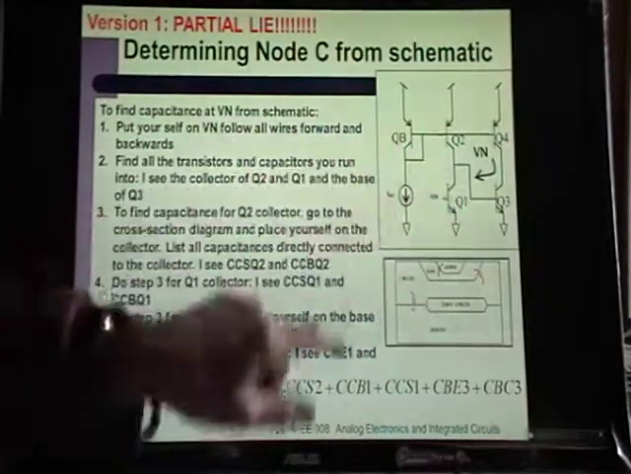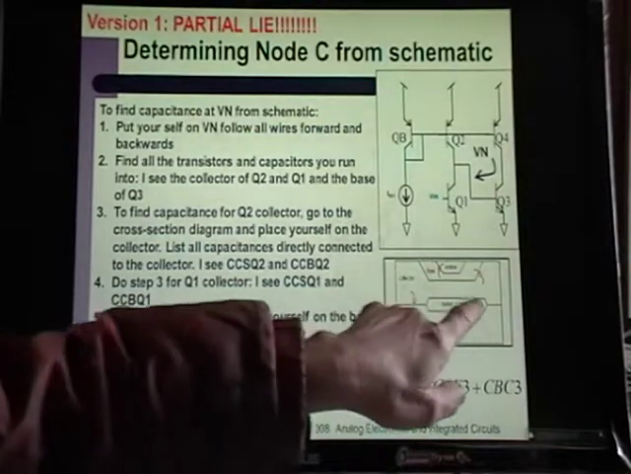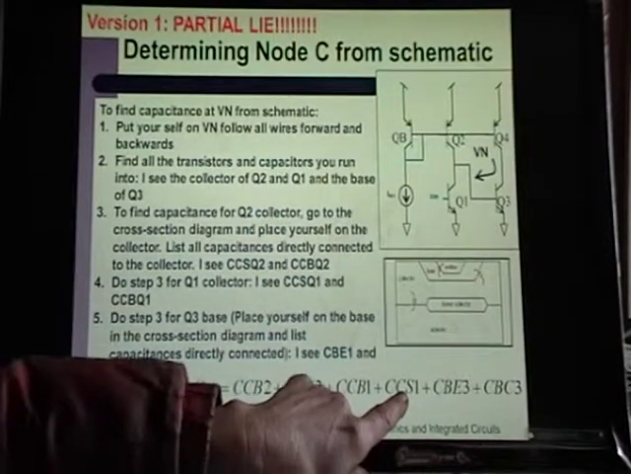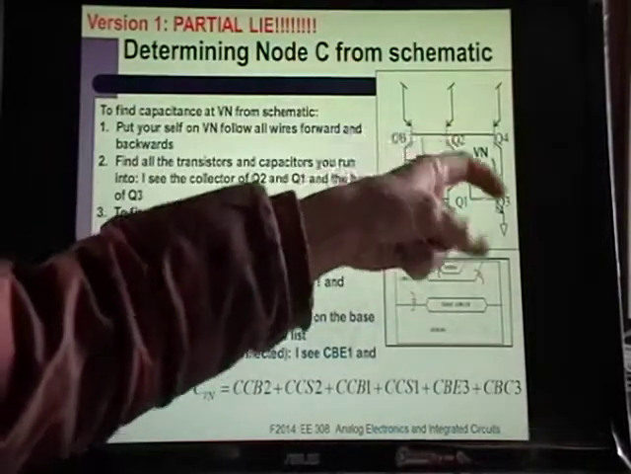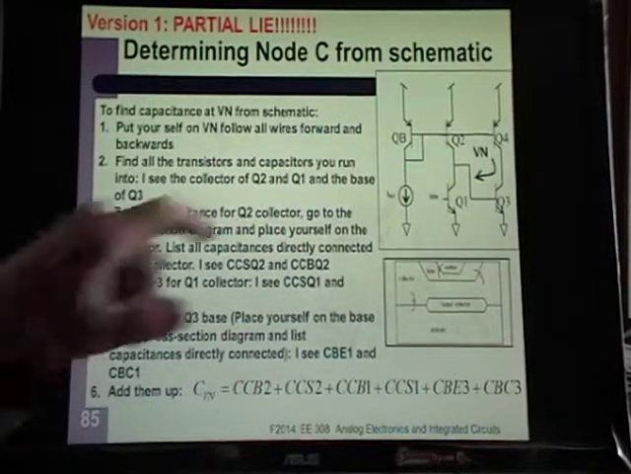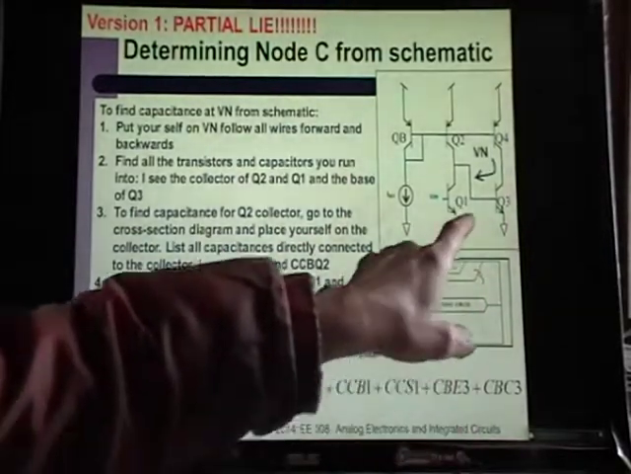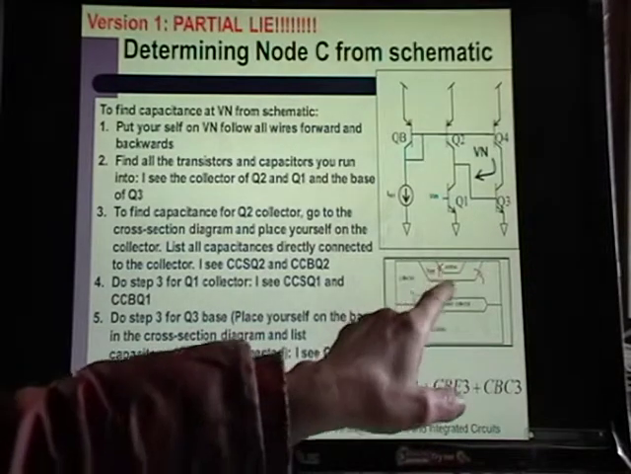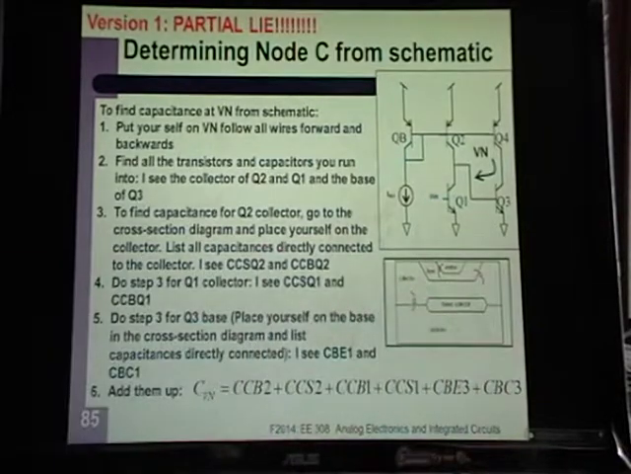So now I'm going to go down. I hit the collector of Q1. So again, I'm sitting on the collector, so I see collector substrate and collector base capacitance, CCB1, CCS1. And then, so now I've done this wire, I've done this wire. I have one more wire to go. I have to go down all possible paths. And I go to Q3. And if I'm on the base of Q3, I see a base emitter and a base collector. So base emitter, base collector.